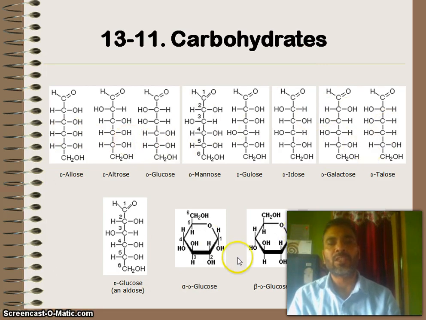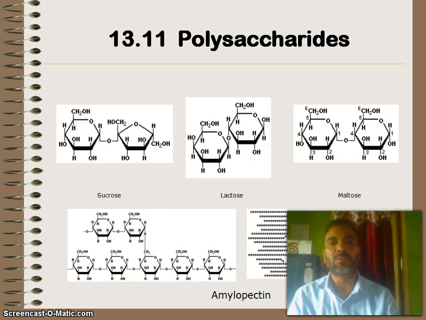The most important and common are alpha D glucose and beta D glucose. You see the chair form of beta D glucose, and D glucose, we call it an aldose. So D allose, D altrose, D glucose, D mannose, D gulose, D idose, D galactose, and D talose. For definitions and some other parts, I already have a video, so please go through that video. Then this video will be beneficial for you.